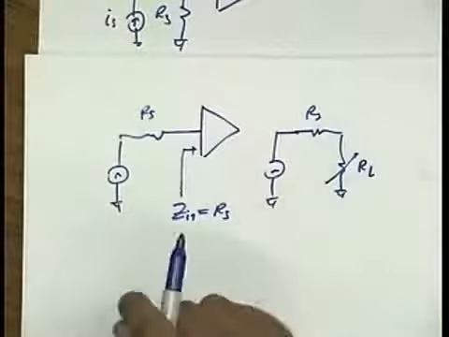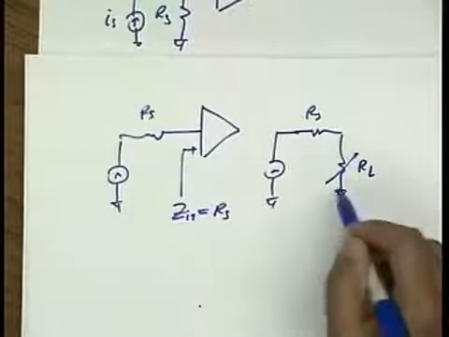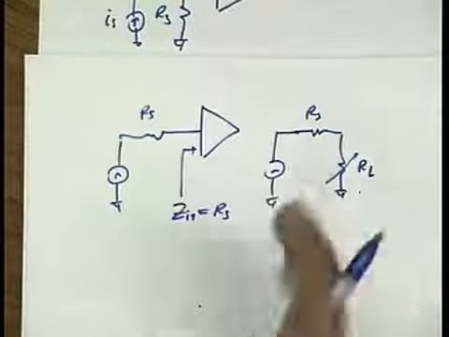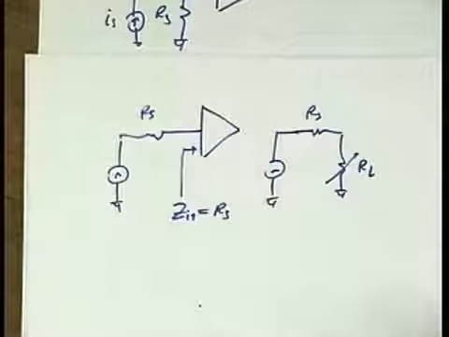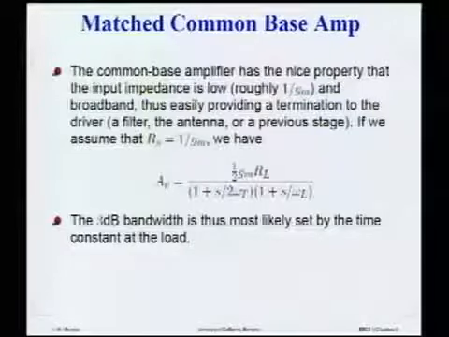Okay, and that's a simple two-line calculation. You can find the power in RL and take its derivative with respect to RL, set it equal to zero, solve, and you'll find that that's actually true. Okay, any questions about that? Okay, so let's return back to the slide.